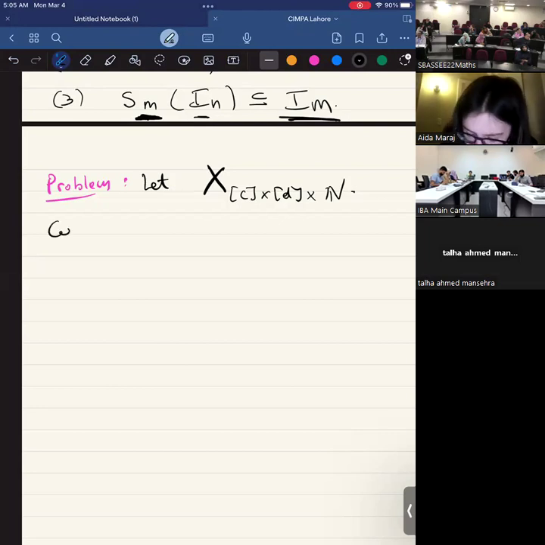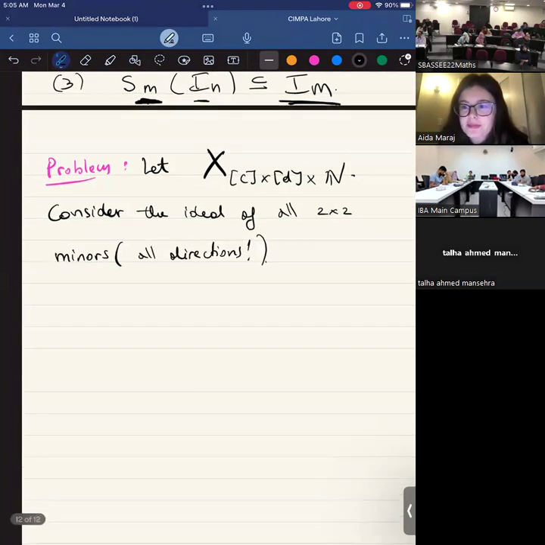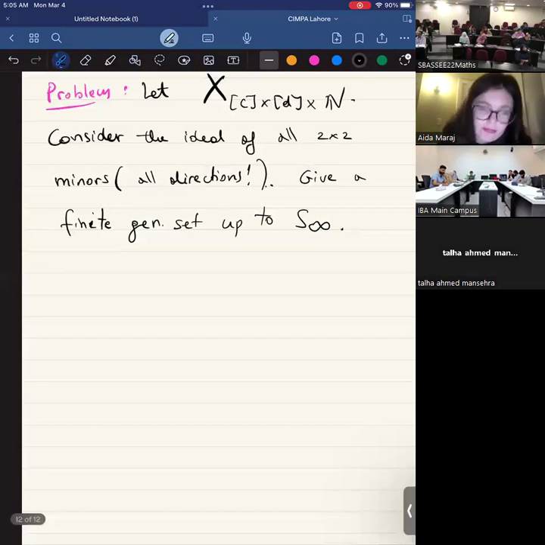And again, consider the ideal of all 2 by 2 minors, so all directions here. And so the same question here: give a finite generating set up to S infinity.